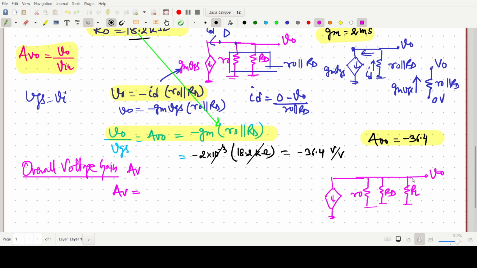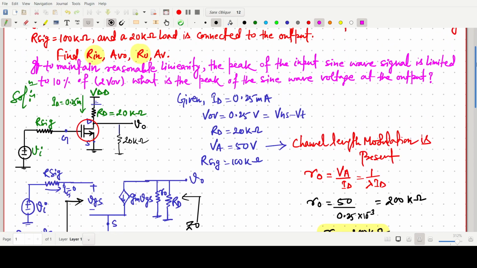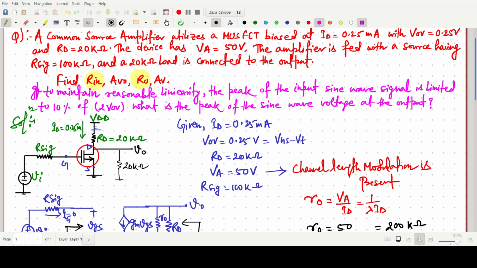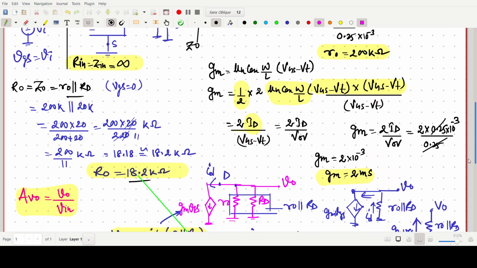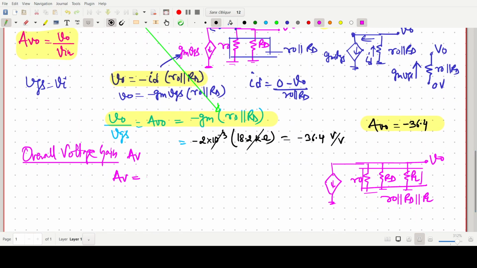In this case, we have to take all three in parallel: R naught parallel with RD parallel with RL. Load resistance is given, RL is 20 kilo ohm. So now in this case, simply AV can be minus GM times R naught parallel with RD parallel with RL. So this one is the formula we can say, or directly you can derive.